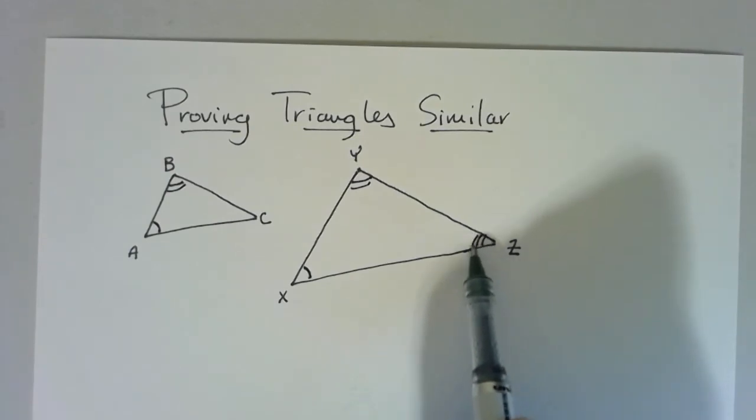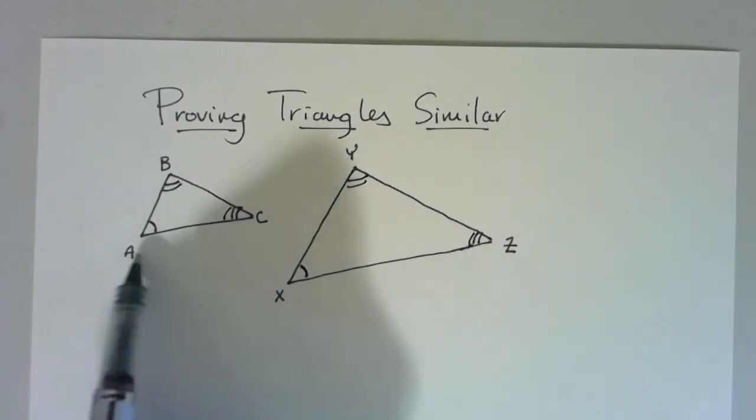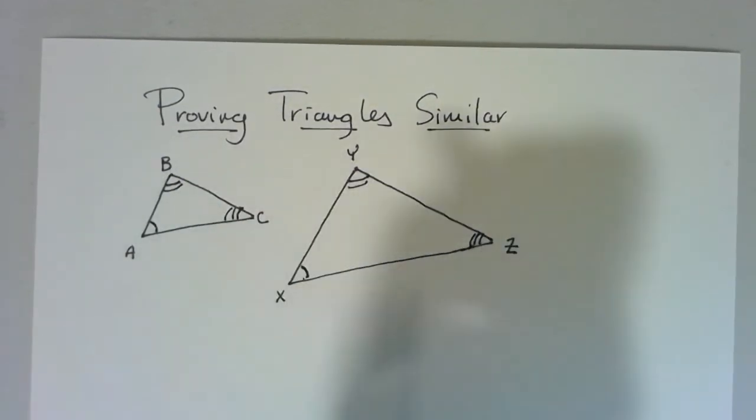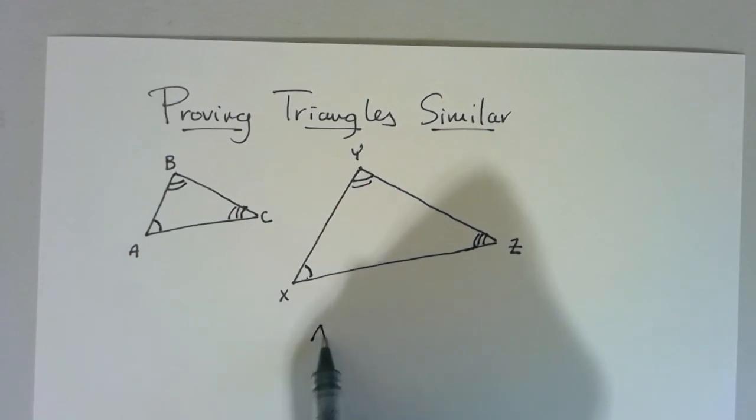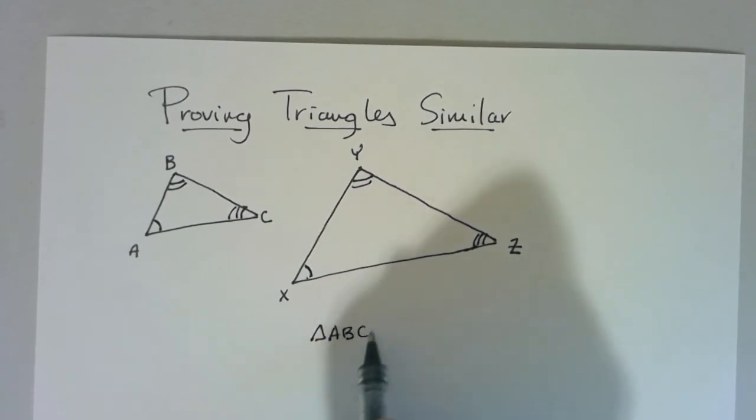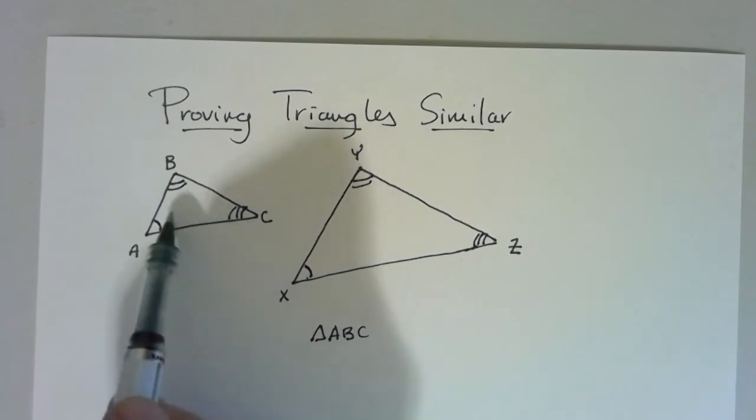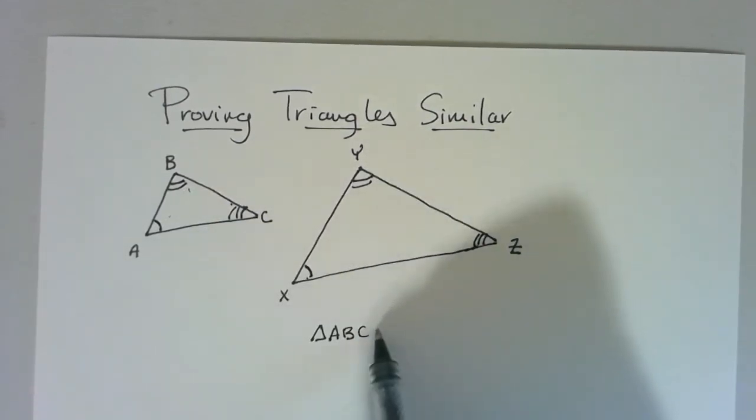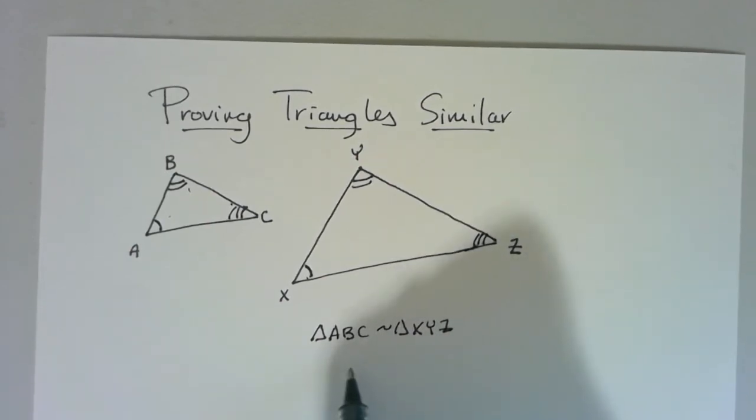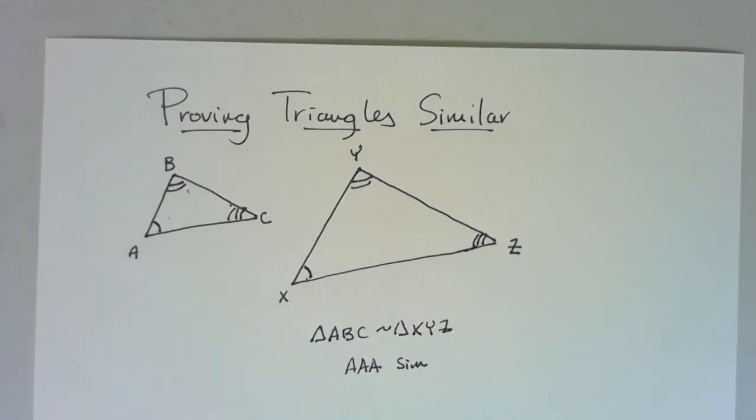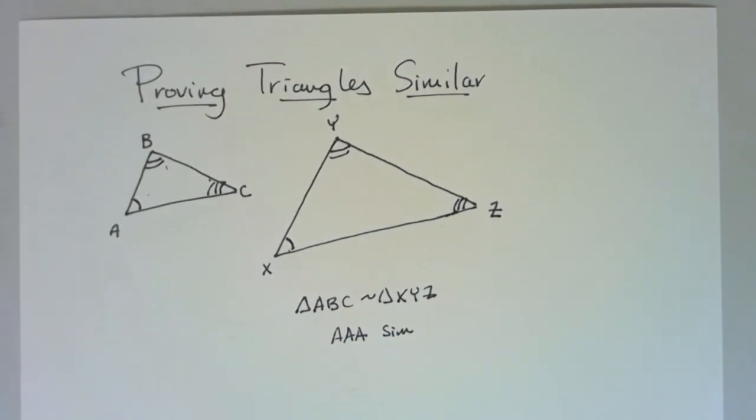So if I can show that, you have one pair, two pairs, three pairs of angles that match, then that guarantees that these triangles have to have the same shape, that they are similar triangles. So this would prove that triangle ABC, if I name the angles in this order, I have to name these angles in the same order, so it would be triangle XYZ. And so we could call this AAA and then put a little similarity after it to remind us that this is a similarity condition, not a congruence condition.